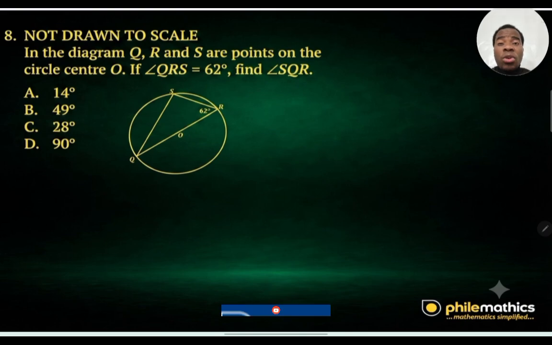This is a question on circle theorem that says, in the diagram, Q, R, and X are points on the circle center O. If angle QRX is 62 degrees, find angle SQR. So we are simply looking for this angle here.